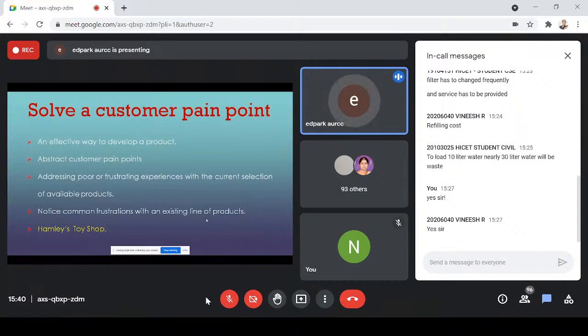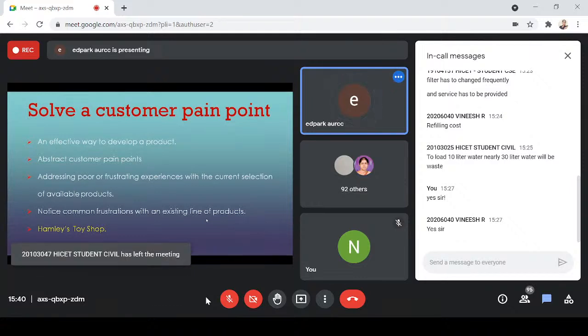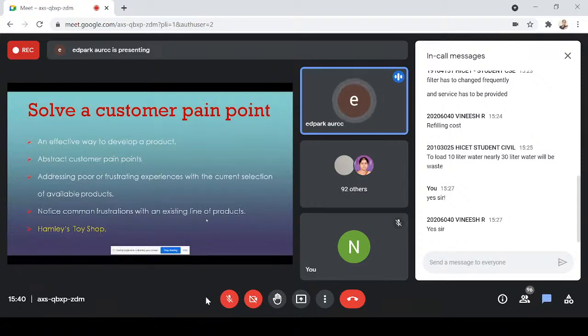Let me come to an interesting example. Hamley's Toy Shop. I hope you are all aware. Hamley's Toy Shop.